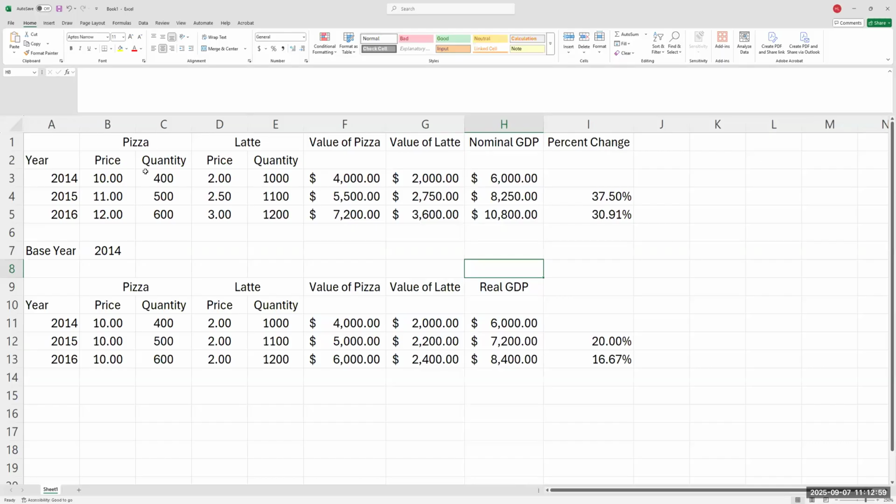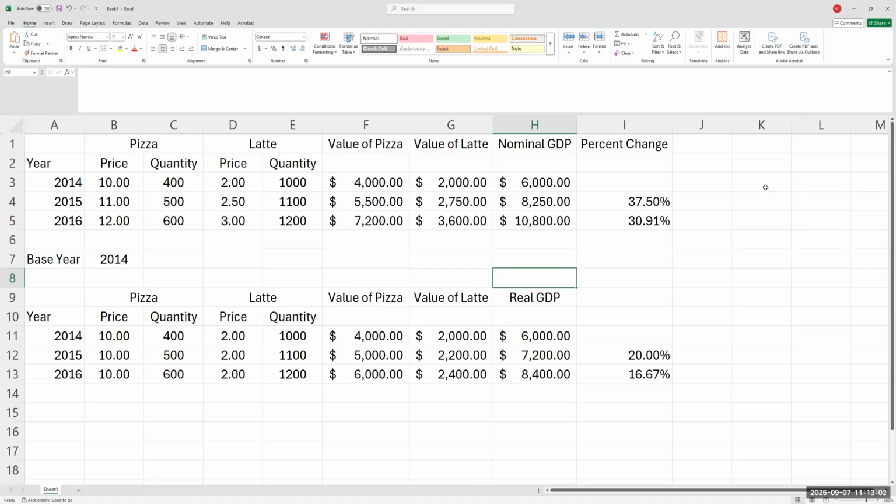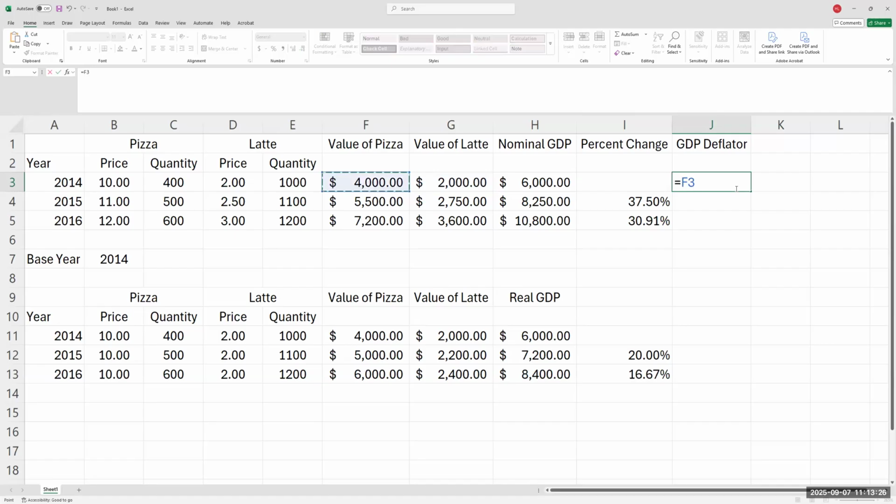So here is our Excel file that we calculated. Let's calculate the GDP deflator here. Remember the formula for GDP deflator: it was the nominal GDP divided by the real GDP times 100. So this is the nominal GDP divided by real GDP, times 100. So it should just be 100.